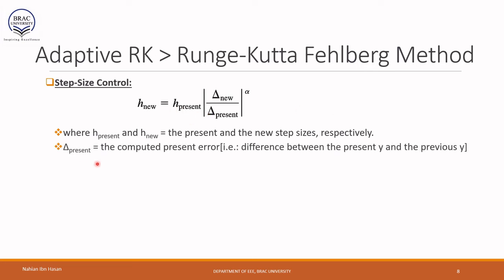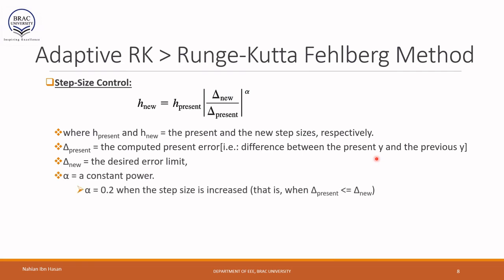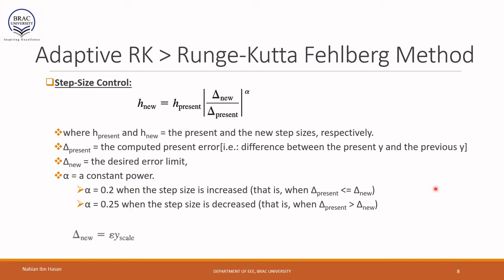And delta present denotes the present computed error, that means the difference between the present y and the previous y, the value of the function. And delta new is the desired error limit, that means the error limit that I want for the next data point. And alpha is the constant power. Alpha changes depending on whether delta new is greater than delta present. If I am increasing the step size, then alpha is used as 0.2. But if I am decreasing the step size, that means delta new is less than delta present, then alpha is 0.25.